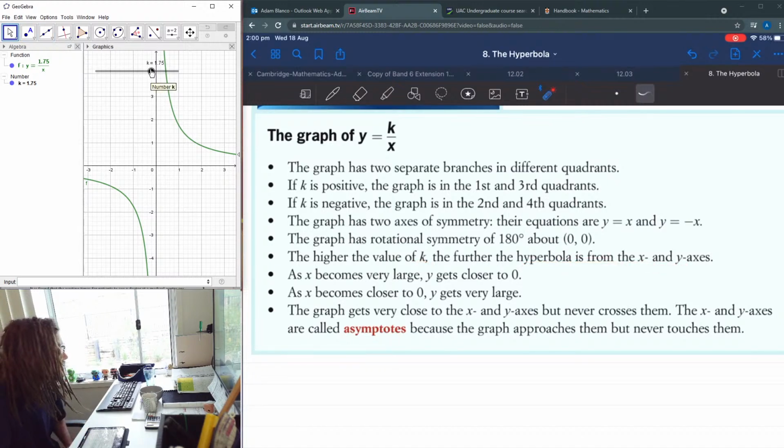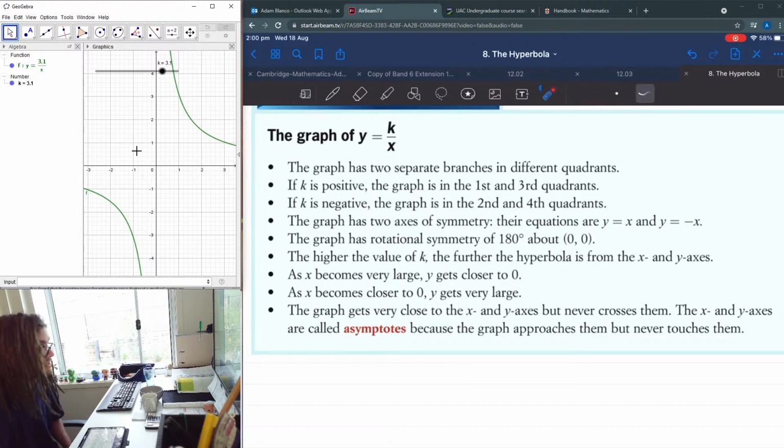So that's what we're looking at in the top left corner. It looks like it's going further away, which it is, but another way of describing that is just it's getting steeper.